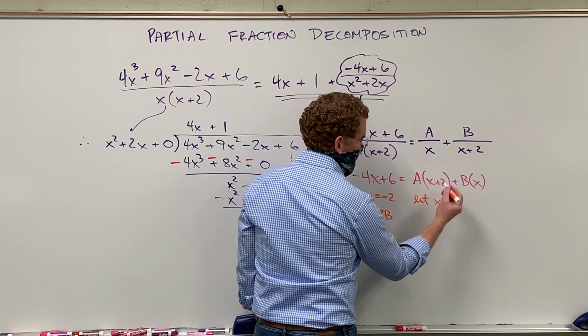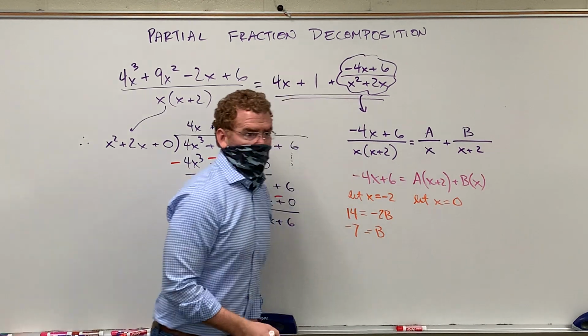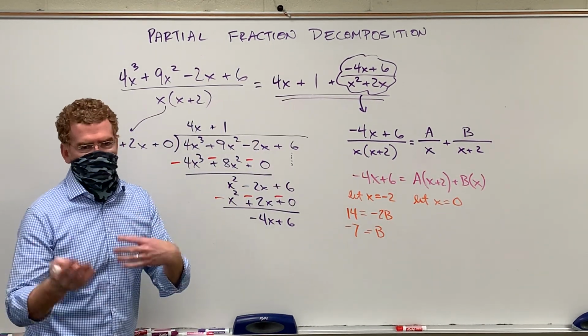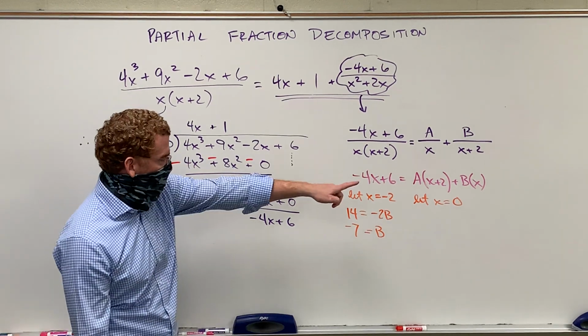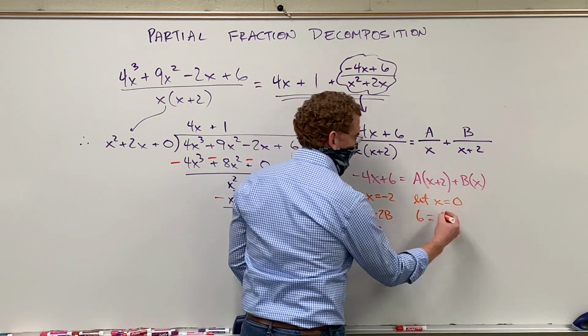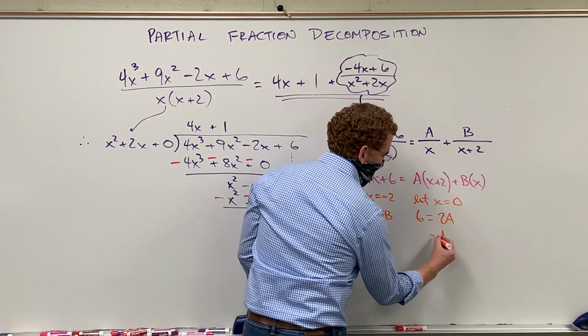What would another one be? 0, which even if it wasn't 0, I'd probably pick 0. Even if I was not able to see it, I would always pick probably 0 or 1 or something else. But here, 0 works great. That gives me a 6 on the left, and a 2a, and a is 3.